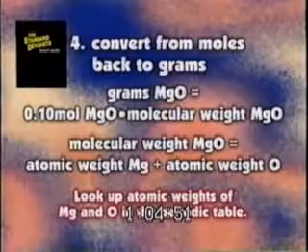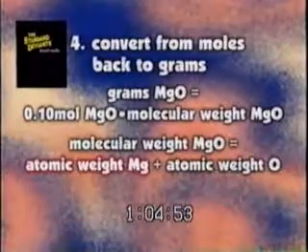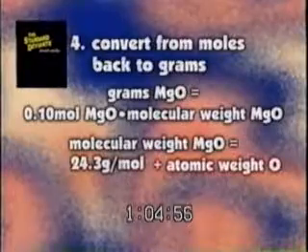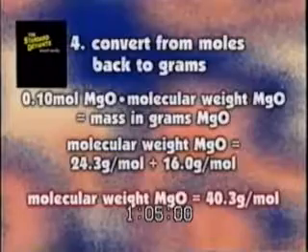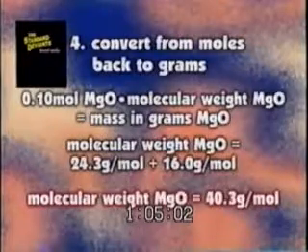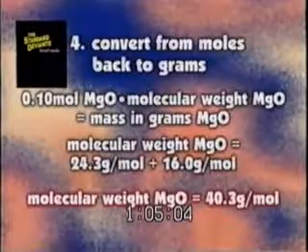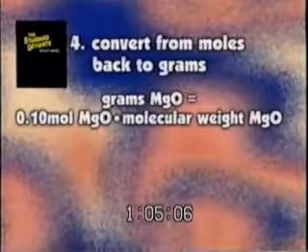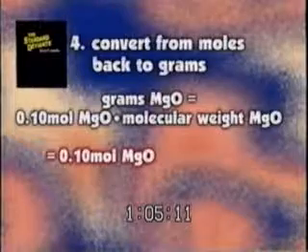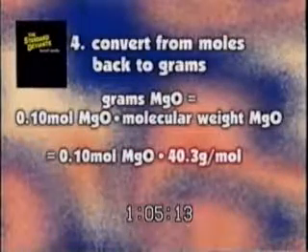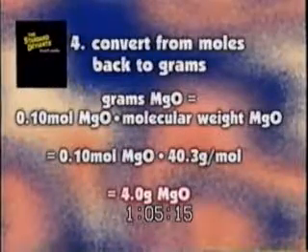So here goes. The atomic weight of magnesium, 24.3, plus the atomic weight of oxygen, 16.0, equals 40.3. So 40.3 is the molecular mass of magnesium oxide. Now let's find the mass in grams of MgO. 0.1 moles of MgO times 40.3 grams per mole equals 4.0 grams of magnesium oxide.